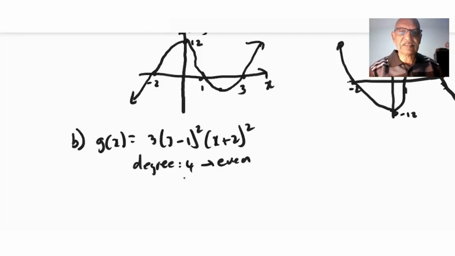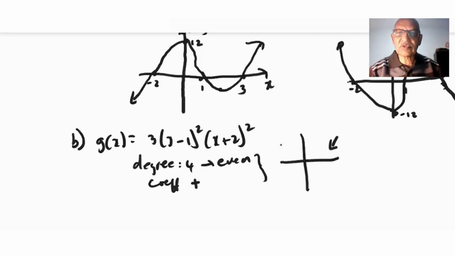The coefficient is 3, 1 squared is 1, 1 squared is 1. Make sure to understand the brackets and square. If the coefficient here was 1, it's 1 squared. If this was 2, 2 squared. So the coefficient is positive. If the coefficient is positive and the degree is even, we know that the graph will go from quadrant 2 to quadrant 1 to quadrant 2.